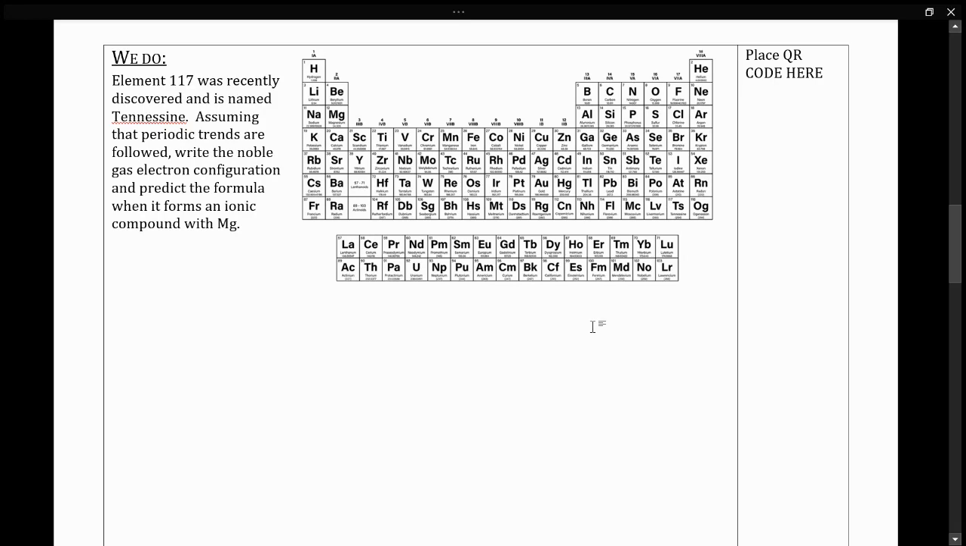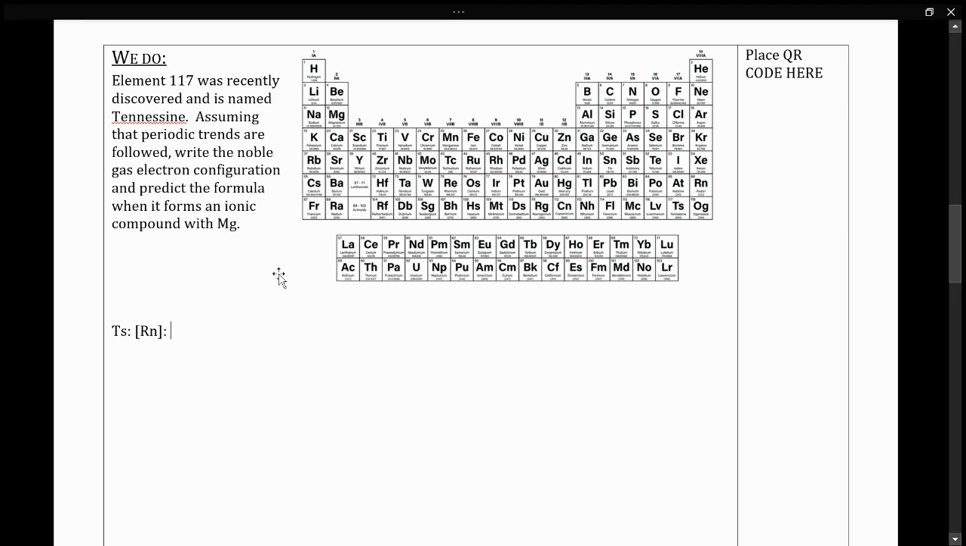We're lucky that we get to do the noble gas configuration, because otherwise this would be a very long and pretty annoying problem. Okay, so here is tennessine. Whenever I write the noble gas configuration, you have to locate the noble gas that was last passed if you read left to right, top to bottom. In this case, radon was the last gas, so we're going to put radon in brackets. That means the electron configuration for this element is exactly the same as radon.